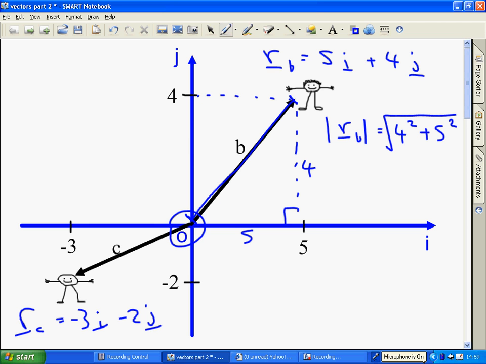Similarly, for Cedric, we would find the magnitude of his position vector to get distance from the origin by doing the square root of 3 squared plus 2 squared. Please note we don't have the negatives in now, as it's impossible to get negative distance. The answer to that will be positive.